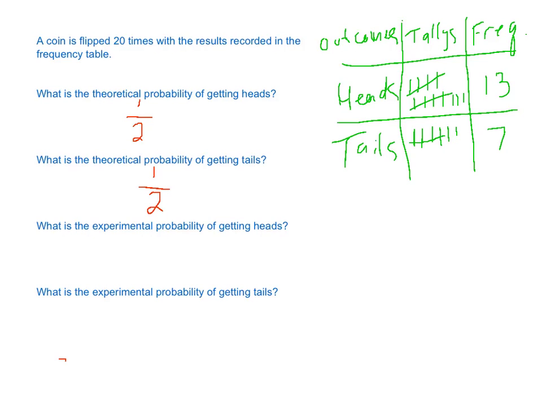Now, the experimental, you look at the data that was recorded, and we see that there were 20 outcomes. Of those outcomes, how many of them were heads? Well, there's 13. So 13 out of 20 is the experimental probability of getting a head. And then for the tails, there were 20 possible outcomes, and of those total outcomes, 7 times was there a tail.